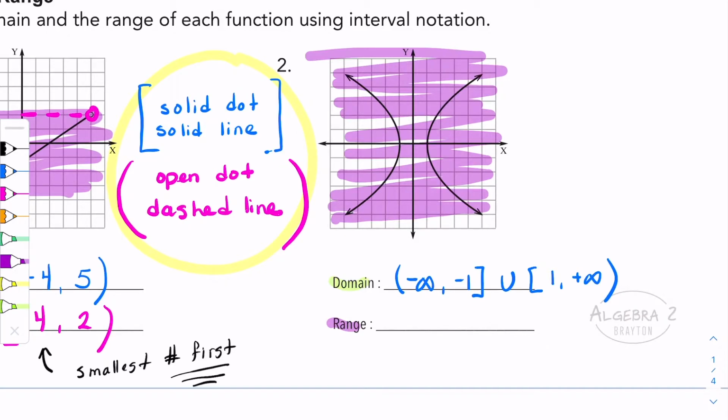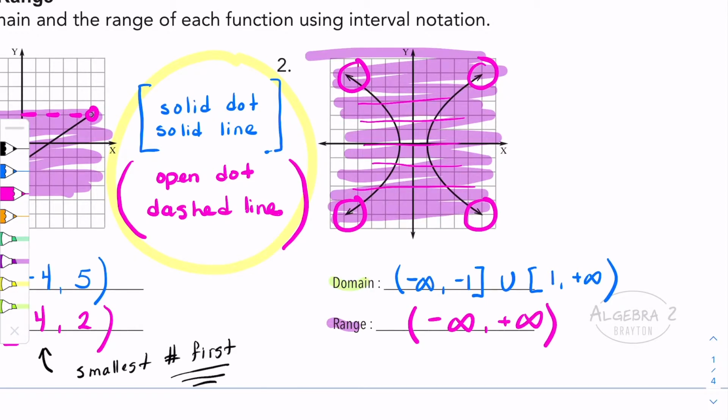So the graph has no restrictions. It's going up forever, and it's going down forever. There's no missing y values, meaning there's no actual break in the line anywhere on the y-axis. I know this looks visually kind of confusing because there's a break in the middle, but there is not a break as far as how high or how low it goes. So we're going to say the range is from negative infinity to positive infinity.